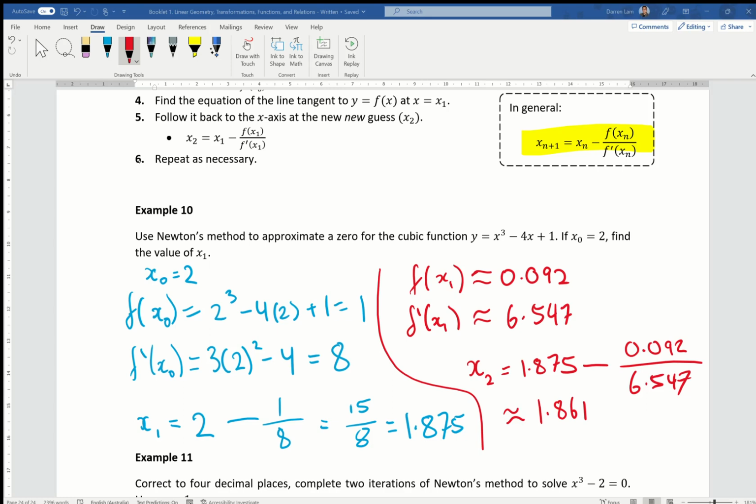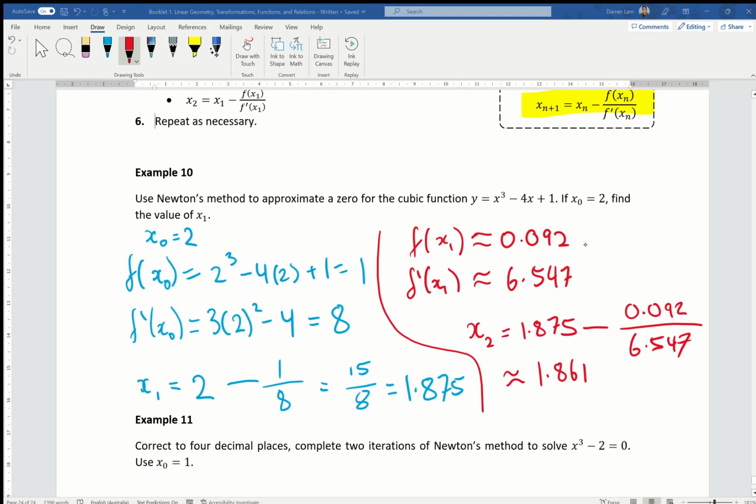Any questions about Newton's method? Okay, make sure you copy that down. In this case, it only says value of x1. In the next question, you can see, complete 2 iterations, so it means to get to x2. That's it. Okay, all good. When you're ready, let's get started on exercise 2.6, questions on Newton's method, and we'll go from there.